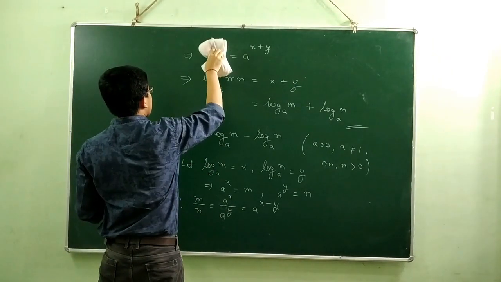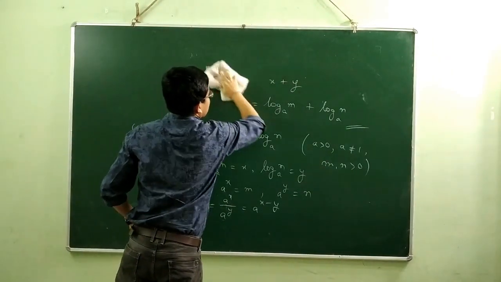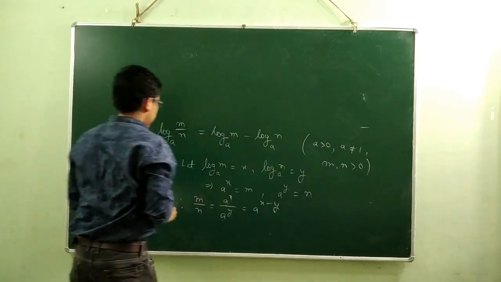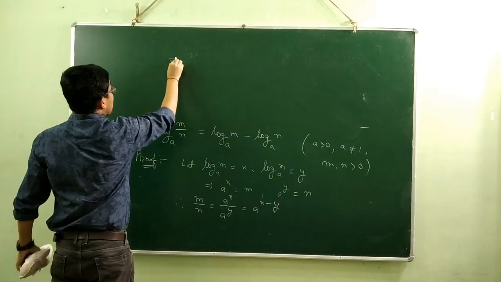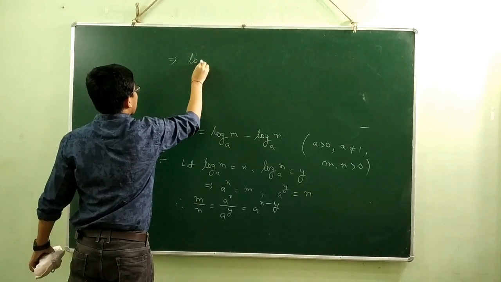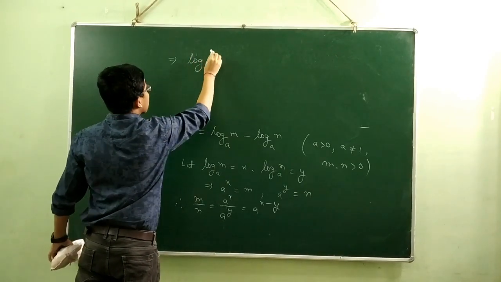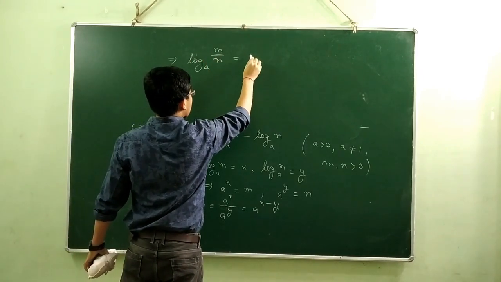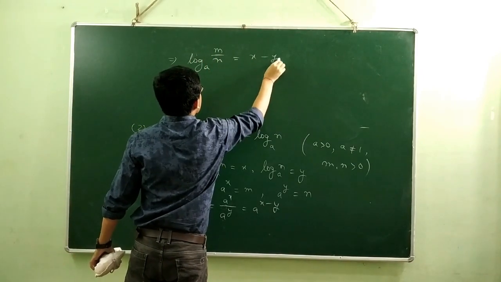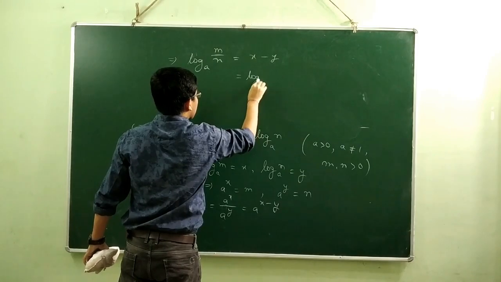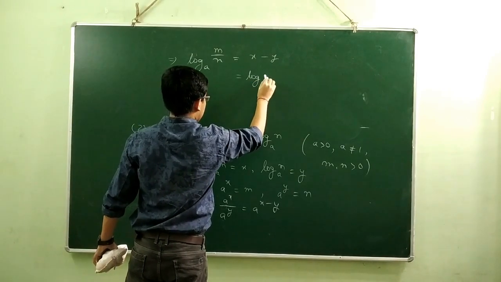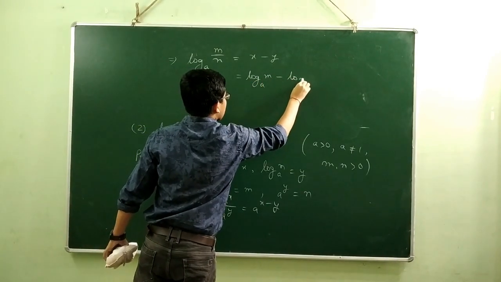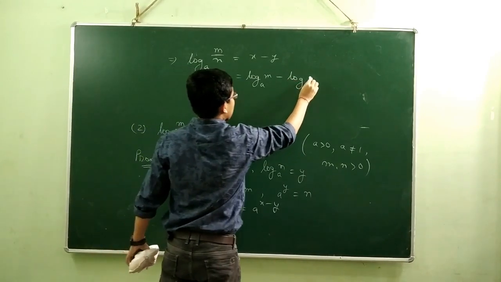So this will become log a of m by n equal to x minus y, which is nothing but log a m minus log a n.